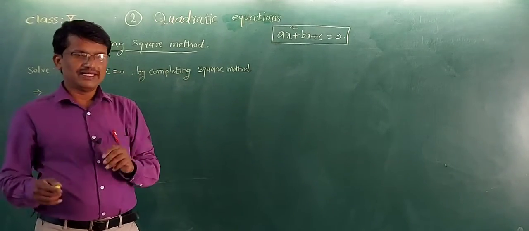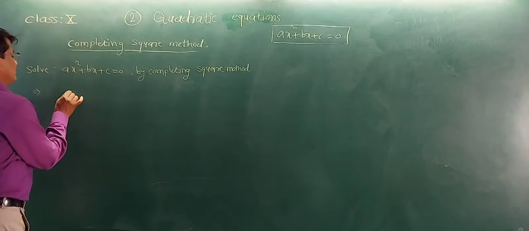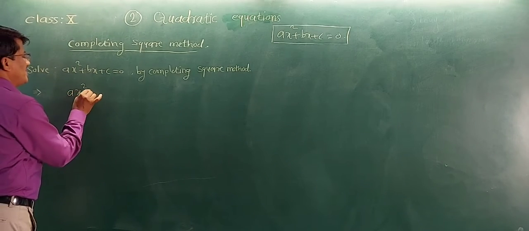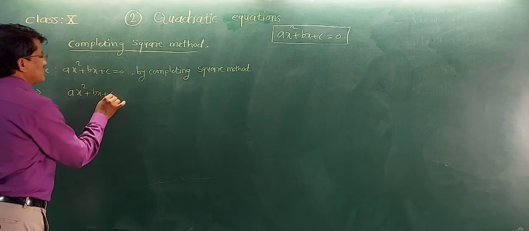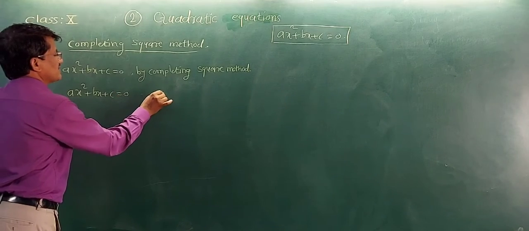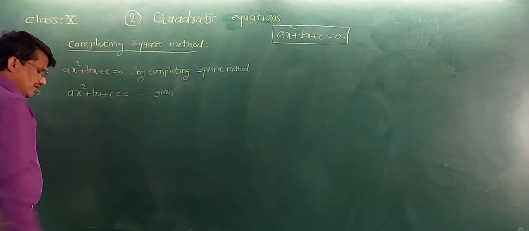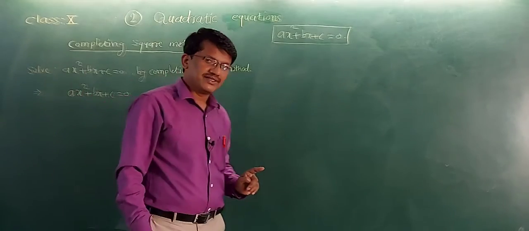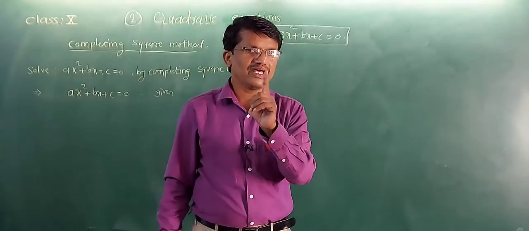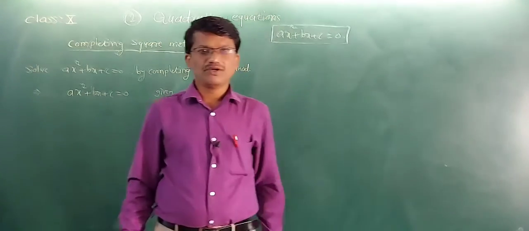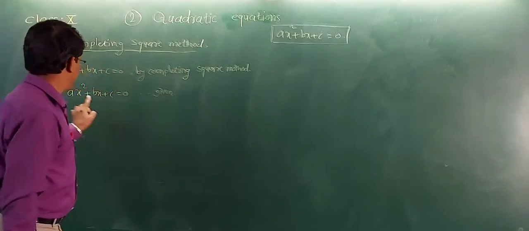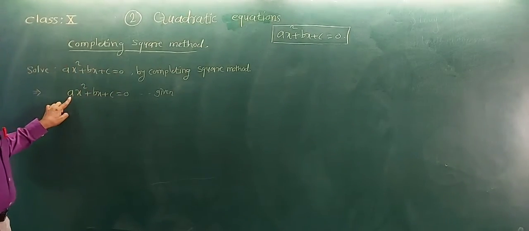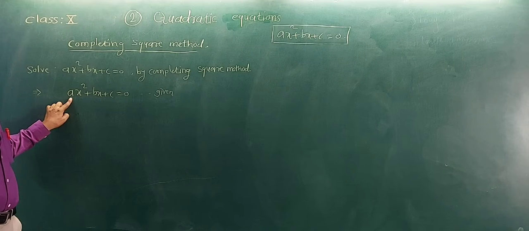Okay, so let us see here. First write ax square plus bx plus c equal to 0. This is given. Our first rule is, coefficient of x square must be 1. But here, which number is there? a. a is a real number, other than 0. So here it should be 1.